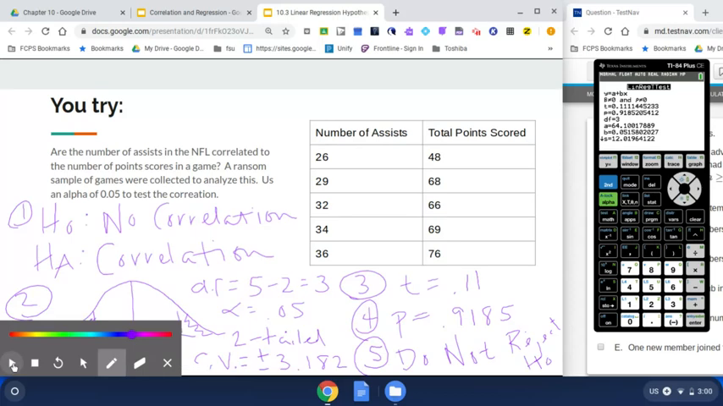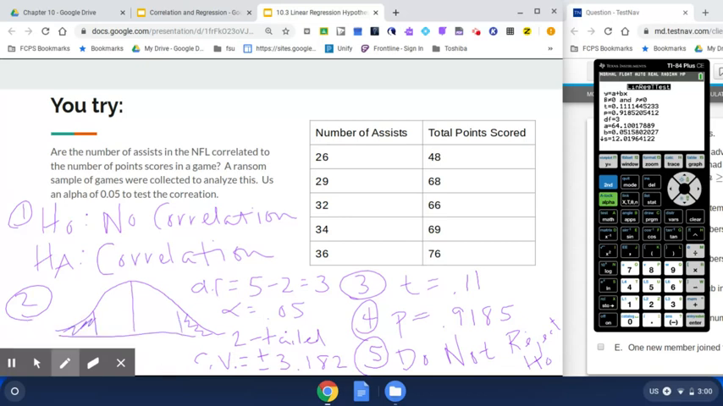Okay, here are the results of that example. Our null hypothesis, again, is no correlation between the two variables, so no correlation between the number of assists and the total points scored. And then the alternative hypothesis is that there is a correlation between the number of assists and the total points scored. Step number 2, the critical value came out to be positive or negative 3.182. That has degrees of freedom 3, alpha value of 0.05, and it's a two-tailed test.